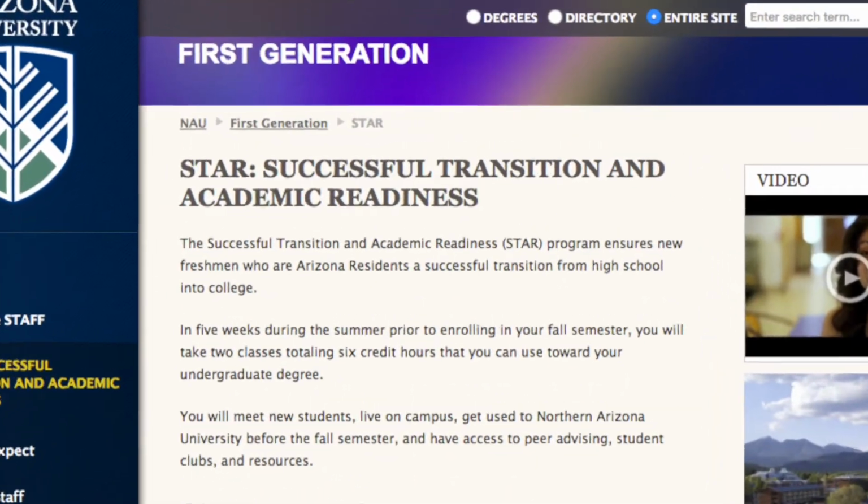And so working with them, I wrote my first book about these students that I was researching, Rethinking Basic Grading, which was a long, long time ago now. But it got me very interested in the student population. And then when I came to NAU, about a year after being here, I took over the teaching of English for the STAR program, which is Successful Transition and Academic Readiness.